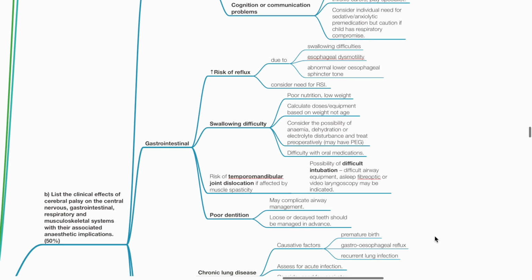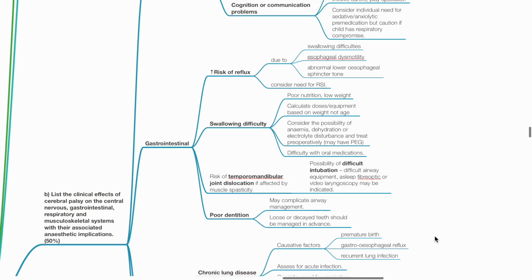GI issues include increased risk of GI reflux due to swallowing difficulties, esophageal dysmotility, and abnormality in lower esophageal sphincter tone. Consider the need for RSI. Swallowing difficulty may lead to poor nutrition and low weight. Calculate drug doses and equipment based on weight, not age. Consider the possibility of anemia, dehydration, or electrolyte disturbances and treat preoperatively.